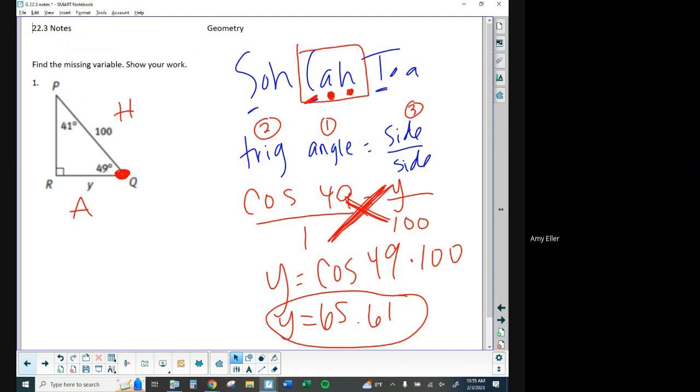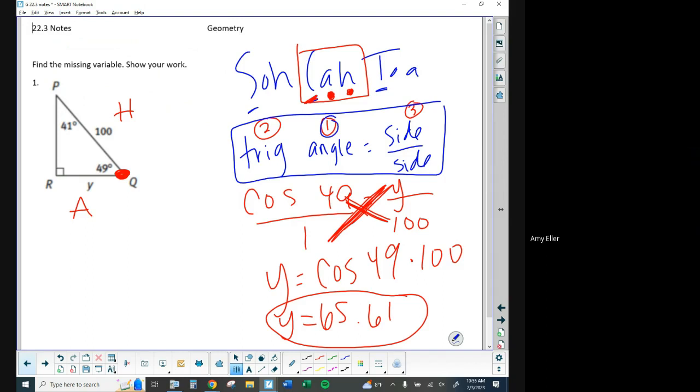Does that seem like a reasonable answer for y? I know it has to be less than 100. That's about all I know. Every problem on our notes and homework are going to start with this. You'll pick your angle, anyone you want, not the right angle. Find the correct trig function. Put your sides in the right order. That's the geometry part for today. Then we'll do our cross multiplying.